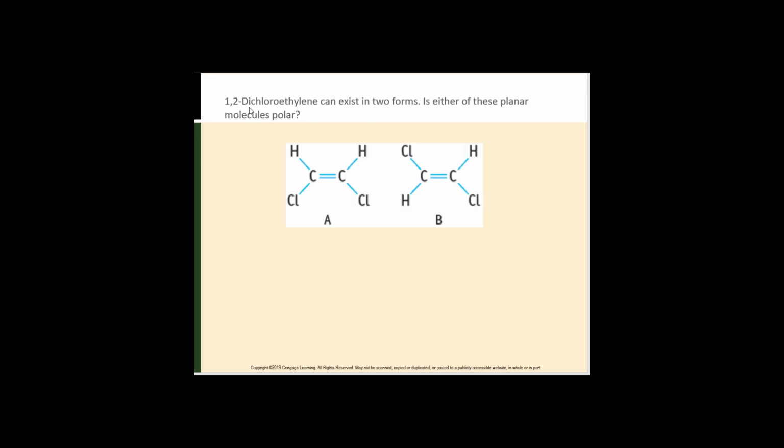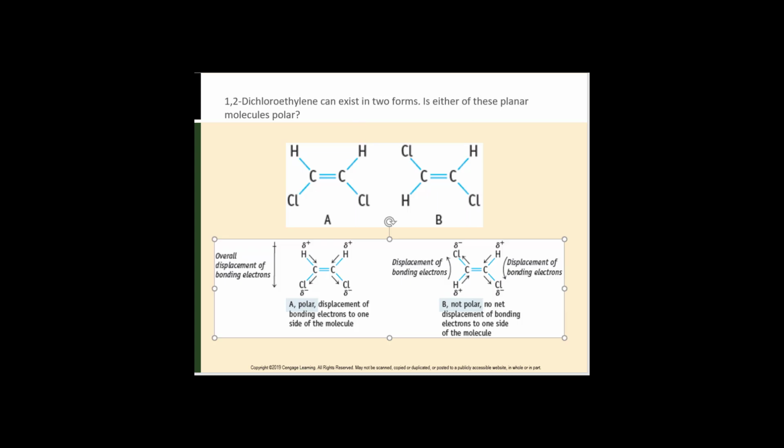Let's look at this example. We have 1,2-dichloroethylene, and it can exist in two different forms. Are either of these planar molecules polar? So take a minute and look at the two ways that this compound can exist and see if either are polar. Hopefully you were able to see that in structure A, the chlorine atoms are located on one side of the molecule. They're both down here.